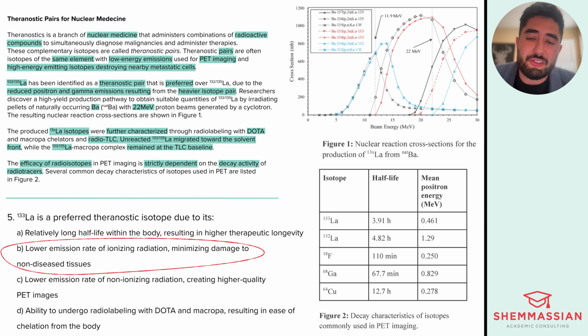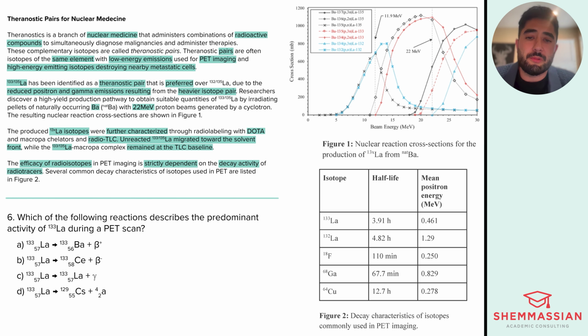And on to the last question, question number 6. Question number 6 states, which of the following reactions describes the predominant activity of lanthanum-133 during a positron emission tomography scan? And with this one, again, you'll see that we're going to look for pairs and differences. We see that they all have to do with lanthanum-133, that it's decaying into something else. Is it decaying into barium? Is it decaying into cerium? Is it decaying into lanthanum? Or is it decaying into cesium-129?